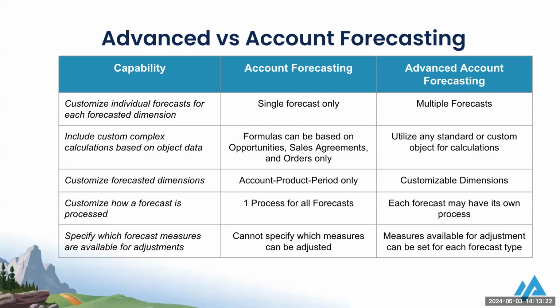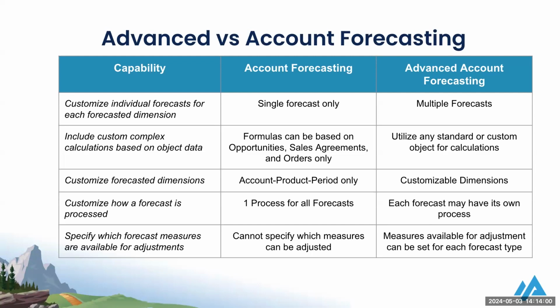Complex calculations. So account forecasting, really only using the opportunity, sales agreements and orders data. But on the advanced account forecasting side, you can add custom calculations into the business process. So think average product cost, think product margin. You can build that calculation into the advanced forecasting process. And again, it can be different based on the business unit if needed. Adding forecasted dimensions, again, adding the region, adding the territory. You can do that with advanced accounts, but with the account forecasting, you cannot.